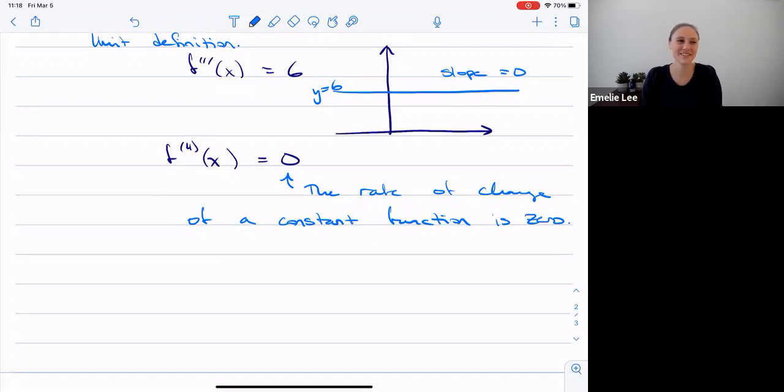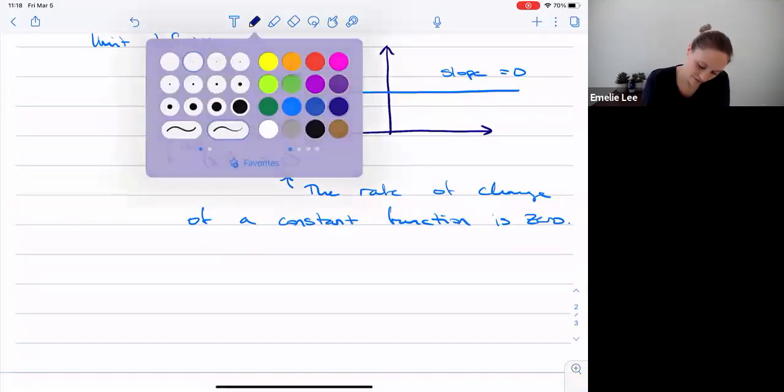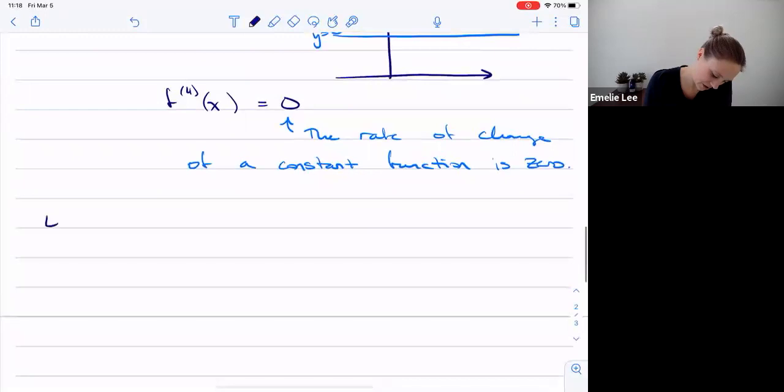All right. So that's the end of chapter 2.